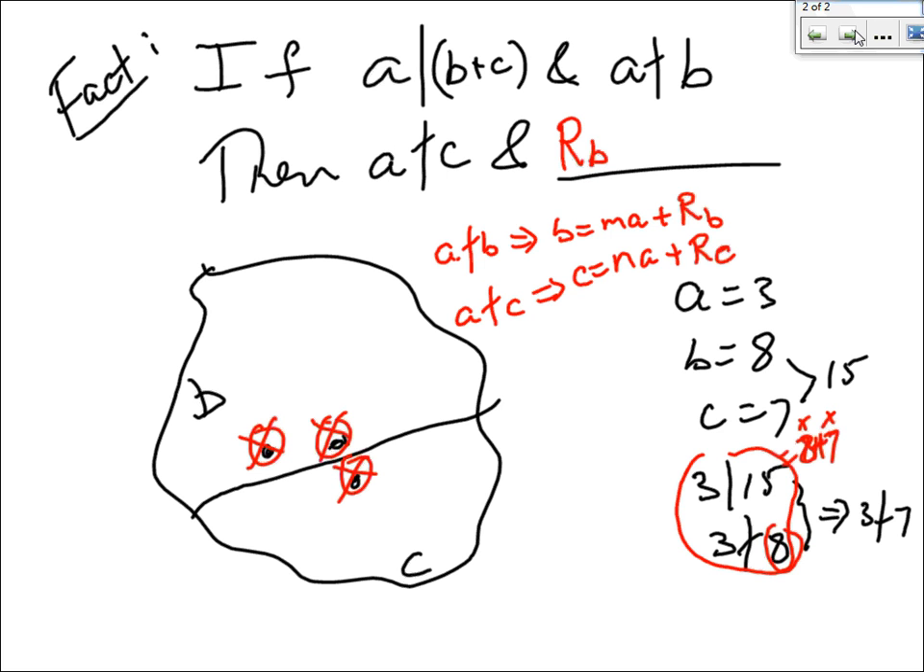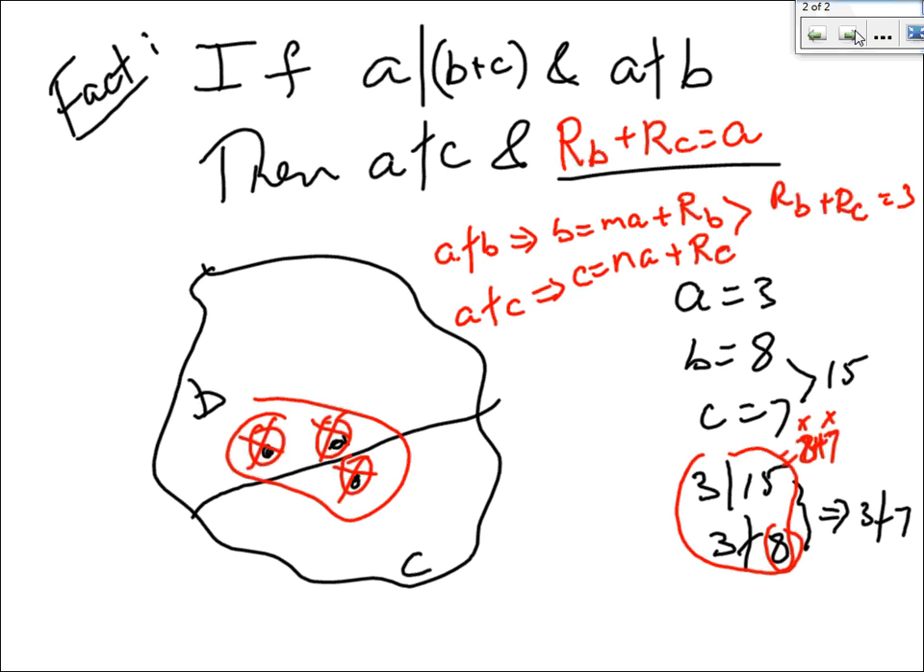And we just saw that when we added these 2 remainders, we got A back. We got 3. And RB plus RC must be A. The 2 remainders must add up to A.